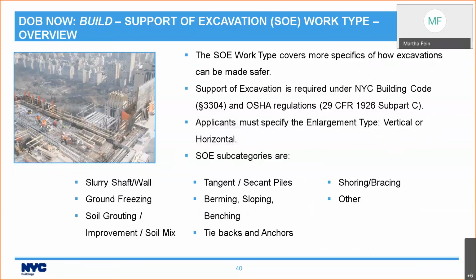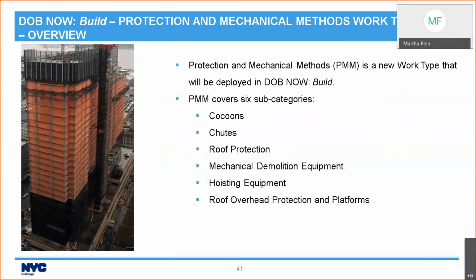The supportive excavation work type is also about excavations, much like earthworks, but it has a lot more subcategories. You will see that there are 10 subcategories here. I'm not going to read them all out. You can read just as well as I can. Excuse me, 8 subcategories. I increased the number in looking at it. So there are 8 subcategories for supportive excavation. Protection mechanical methods is also available in this release. It covers 6 subcategories: cocoons, chutes, roof protection, mechanical demolition equipment, hoisting equipment, and roof overhead protection and platforms.